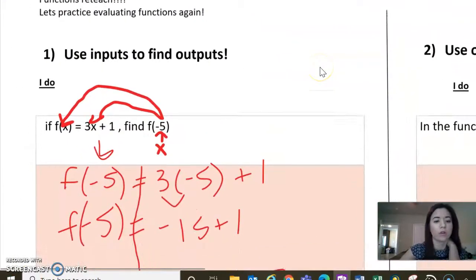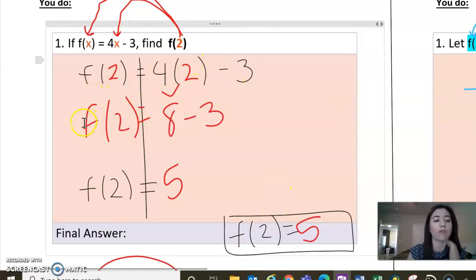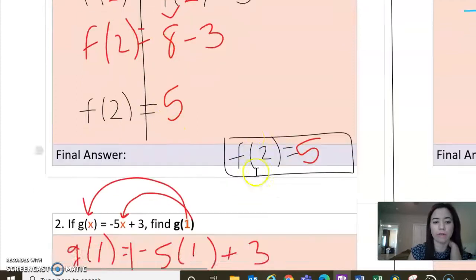Right. So again, we solved the first one. The next one we got 5. So we plug in 2. So my function when I input 2 gives me 4 times 2 minus 3. 4 times 2 is 8. So 8 minus 3, which then gives me 5. So f of 2 equals 5.